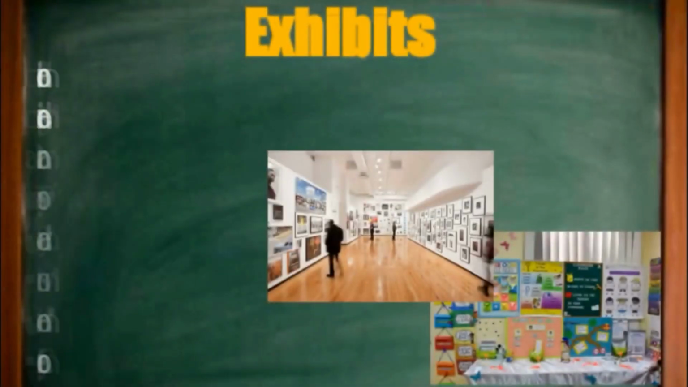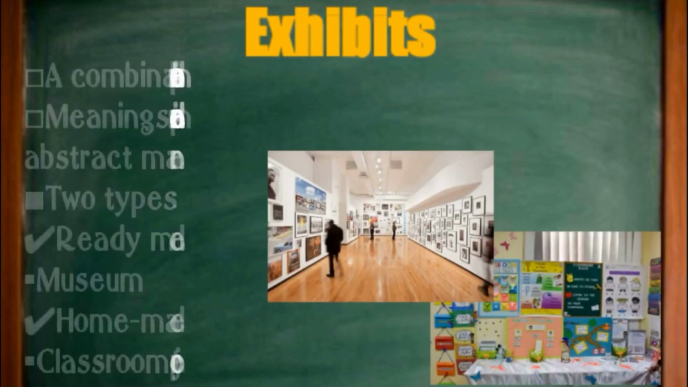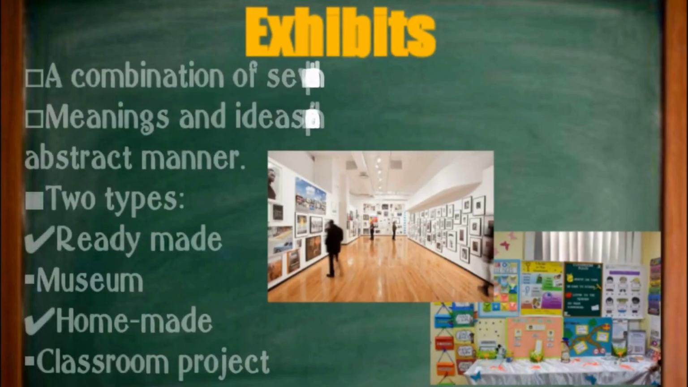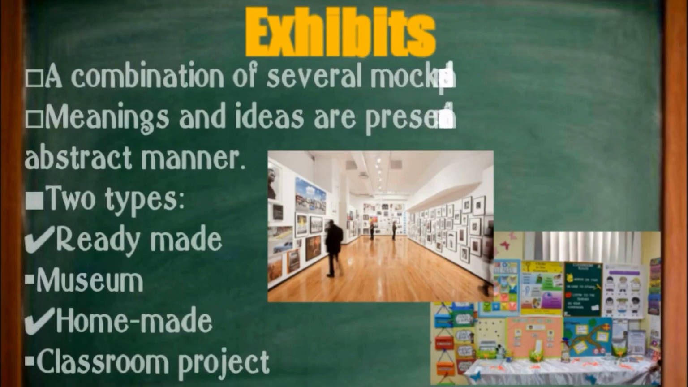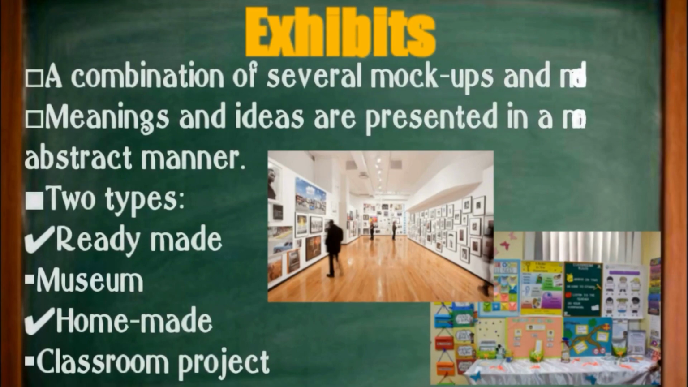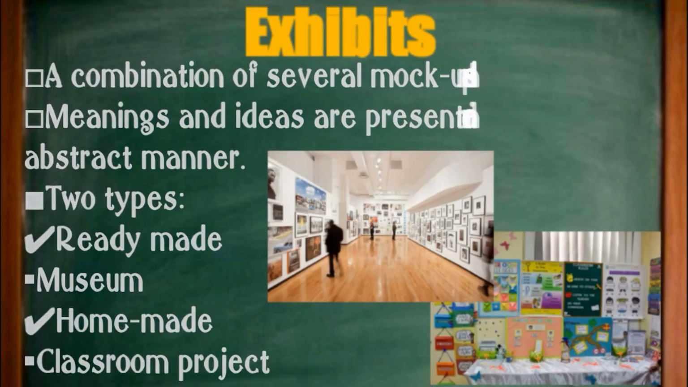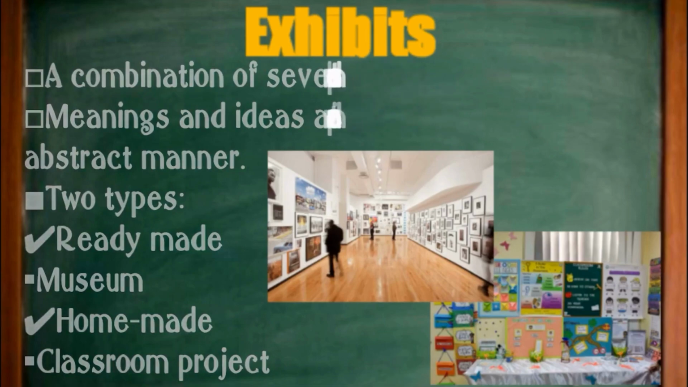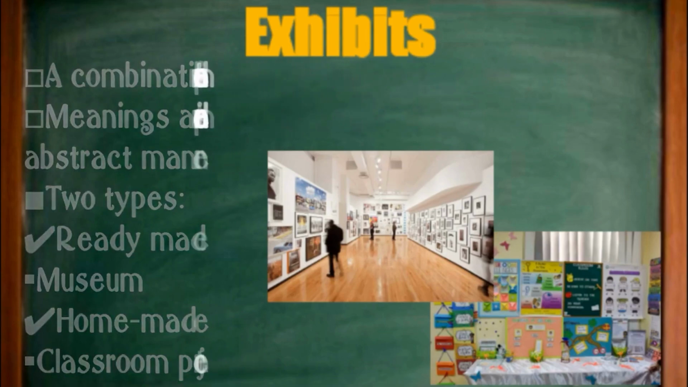It is a somewhat combination of some of the first levels in the cone. Actually, exhibits are a combination of several mock-ups and models. Most of the time, exhibits are experiences that are for your eyes only, but some exhibits include sensory experiences which could be related to direct purposeful experiences. In this level, meanings and ideas are presented to the learners in a more abstract manner. This experience allows students to see the meaning and relevance of things based on the different pictures and representations presented.